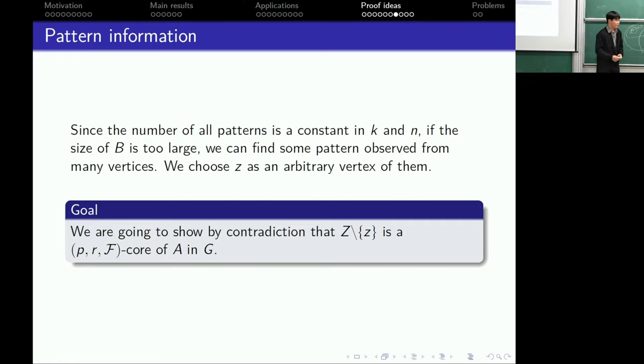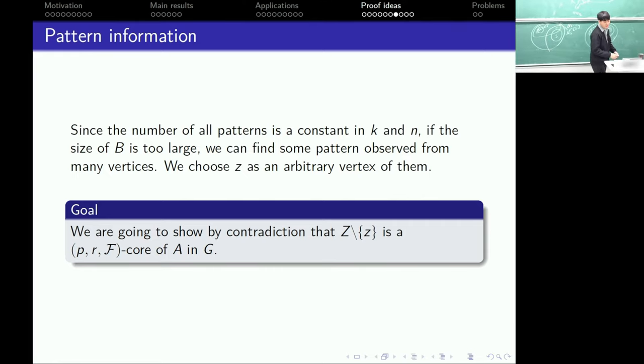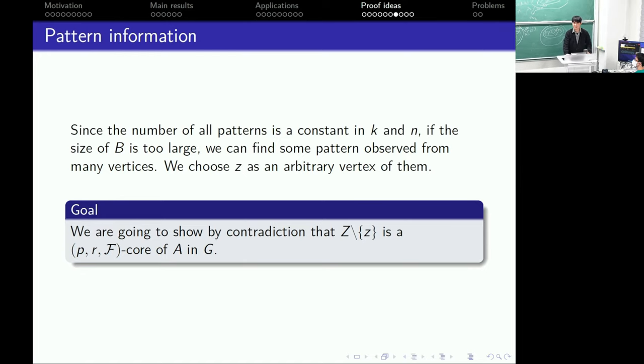So now our goal is to show by contradiction that G minus small g is a PRF core of A and G. Oh, you're showing it as A, right? The statement is that G. A, yeah.